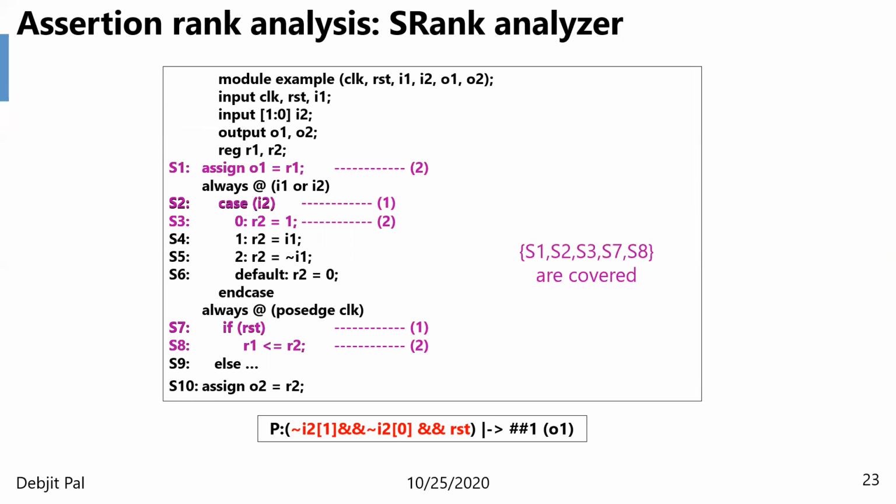We rank an assertion higher if it covers more statements. That means that particular assertion covers a larger design space, a larger design behavior space.